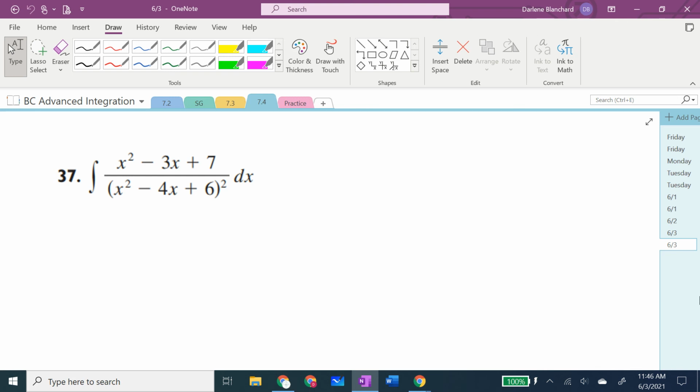Okay, problem number 37. You have a polynomial over a polynomial. You check the degrees. You've got degree 2 over degree 4, so we do not need to do any division. In the denominator, you have a parentheses squared. In that parentheses, you have a quadratic. If you can factor that quadratic, you want to.